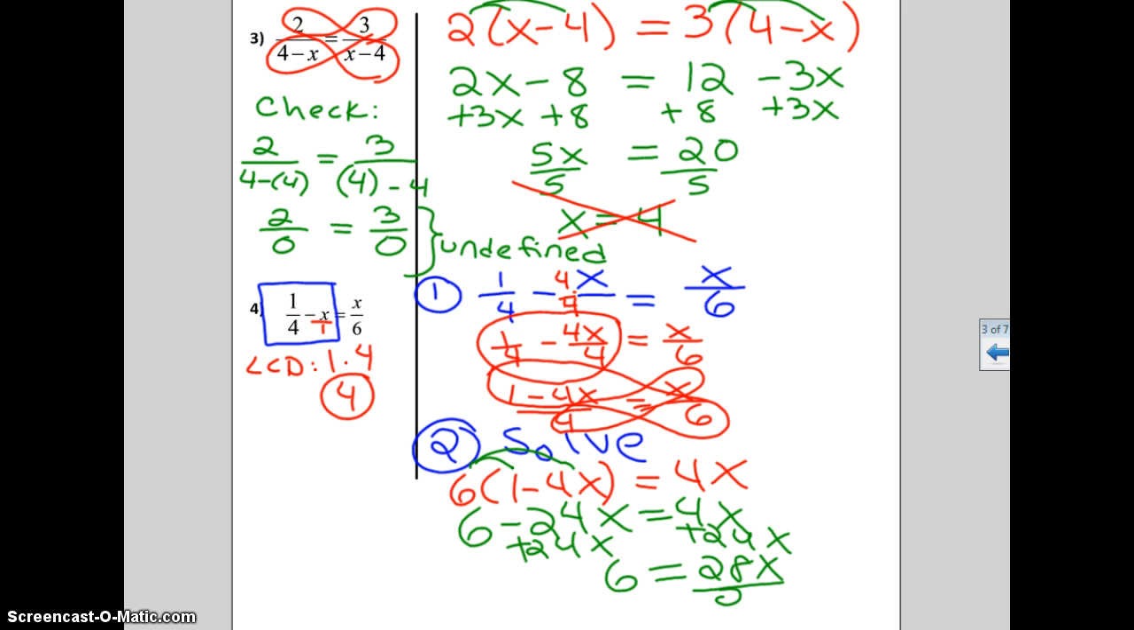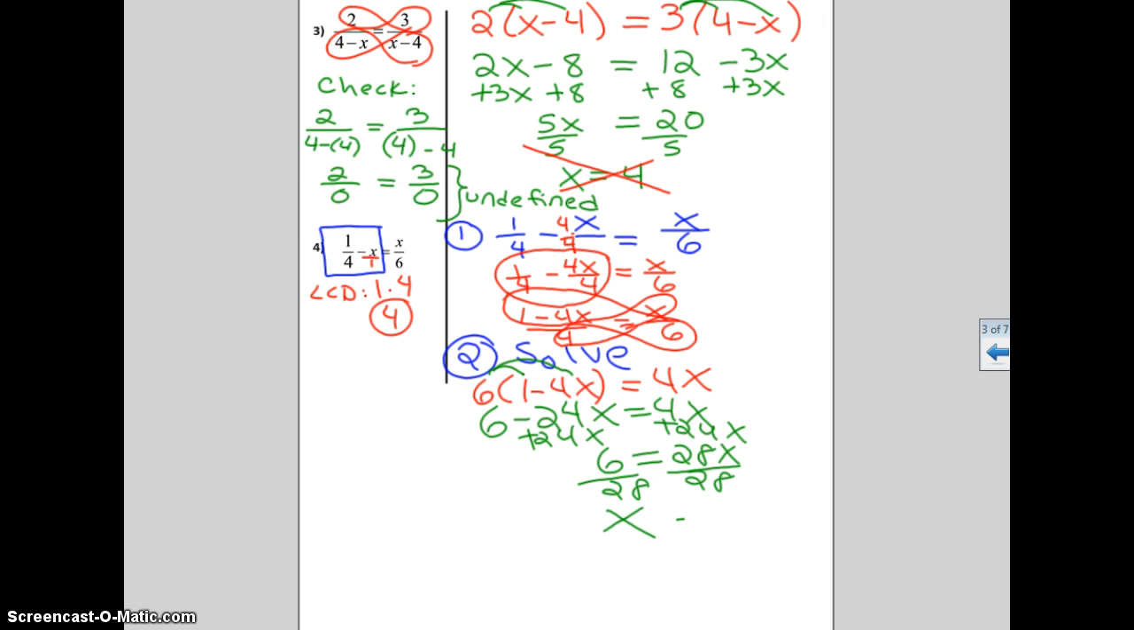Divide by 28. All right, and then I wind up getting x is equal to, well, 6 over 28 is going to come out to 3 over 14, or you can provide the decimal equivalent as well. All right, so we had to do a little bit of work on that one in order to get common denominators before we could actually do our cross multiplication.